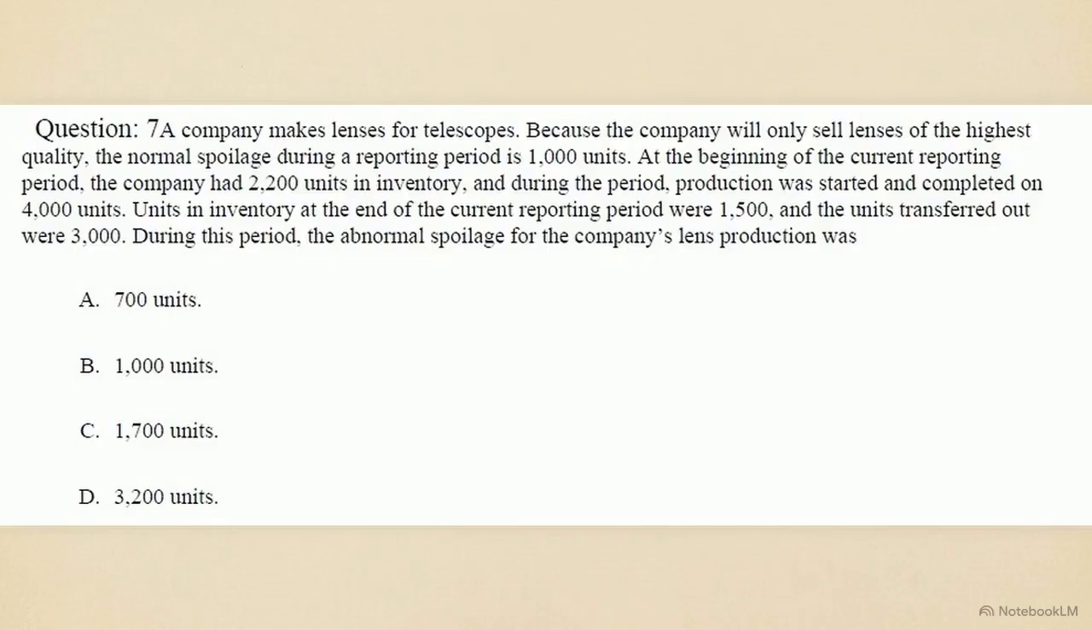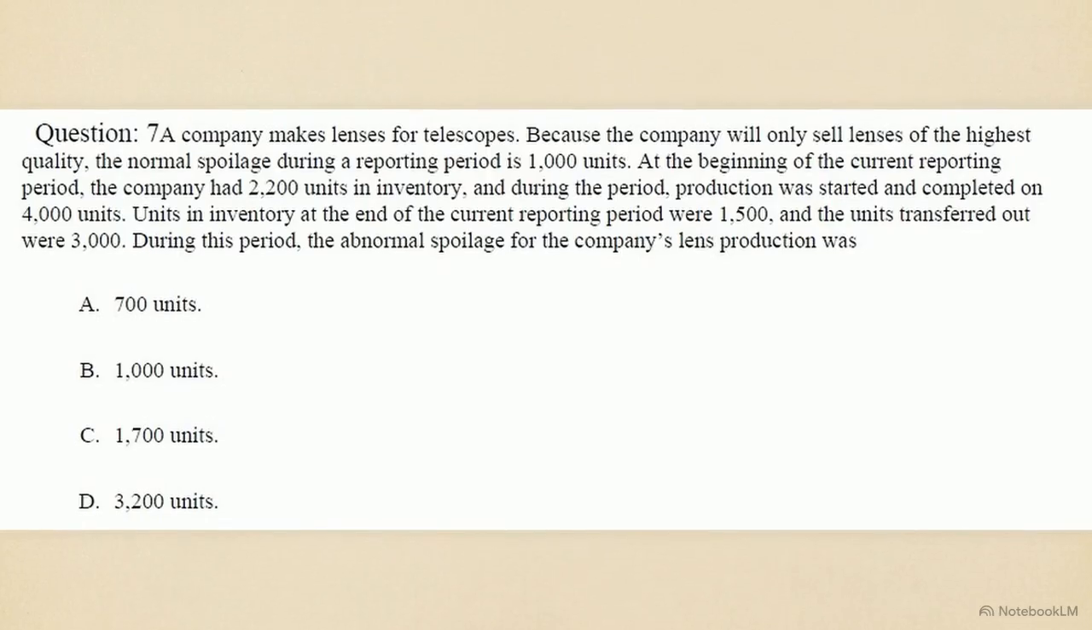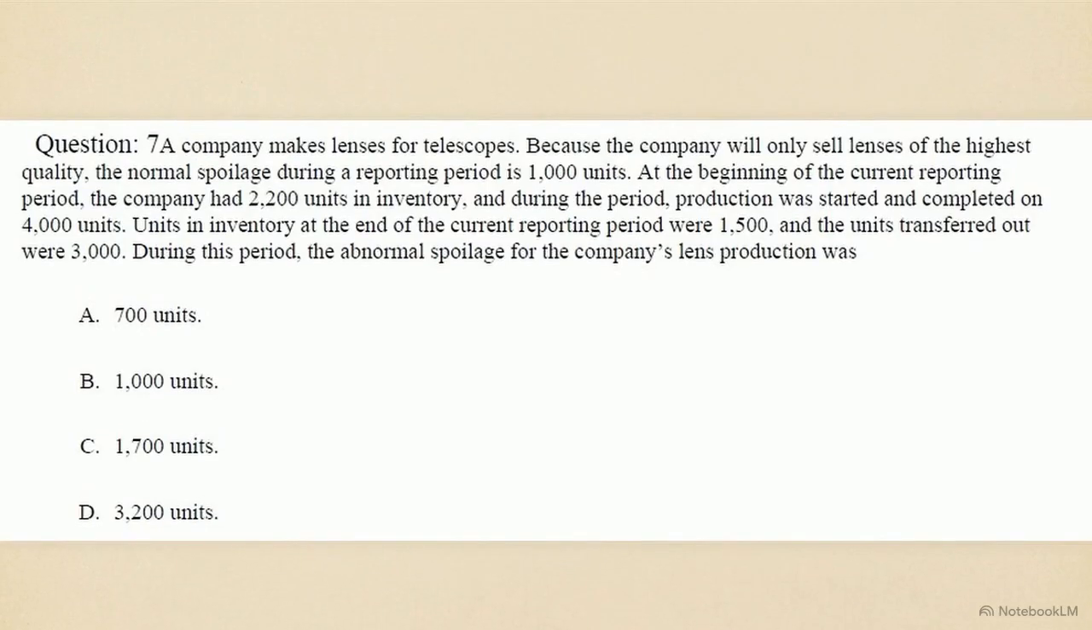First, calculate the total units that must be accounted for. We add the 2,200 units in beginning inventory to the 4,000 units started during production, totaling 6,200 units. Next, subtract the successful output. That is 3,000 units transferred out, plus 1,500 units still in ending inventory. Subtracting those 4,500 good units leaves 1,700 spoiled units. Finally, we subtract the acceptable and normal spoilage of 1,000 units from our total spoiled units. That reveals our abnormal spoilage figure of 700 units.